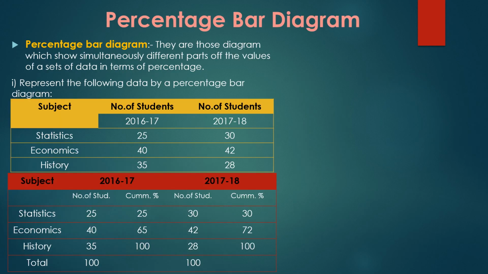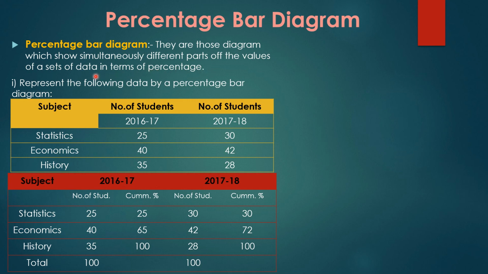Let's now understand the fourth type of bar diagram, that is the percentage bar diagram. The percentage bar diagram is quite different from the other types. Percentage bar diagrams are those diagrams which show simultaneously different parts of the values of a set of data in terms of percentage. Previously we learned that a single set of data presents different items. Here also a single bar will present different parts of it, different items.